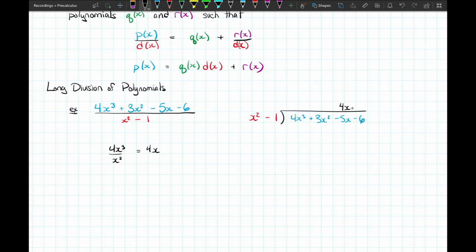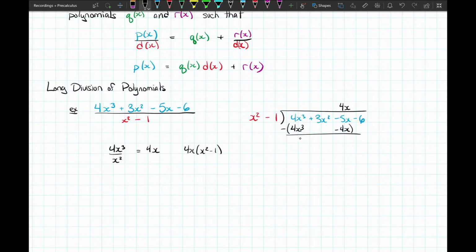And just like long division, we then have to multiply the divisor by that quotient. So 4x times x squared minus 1. And when you distribute, we will have 4x cubed. We'll write that below. Minus 4x. And that's going to have to go in the column of x's. We'll subtract to see how much remains.